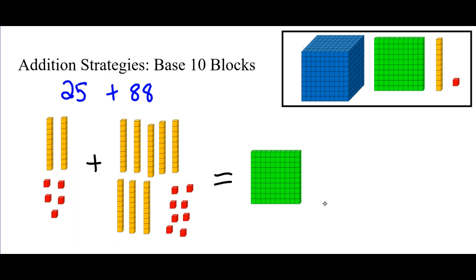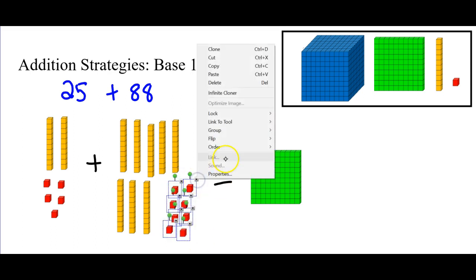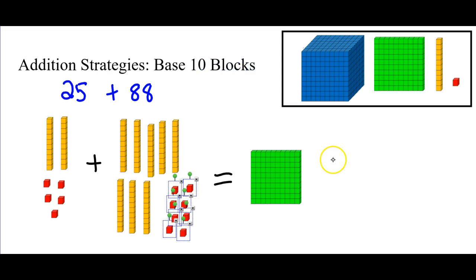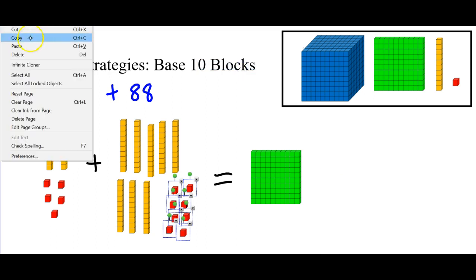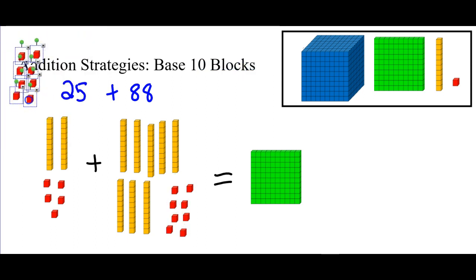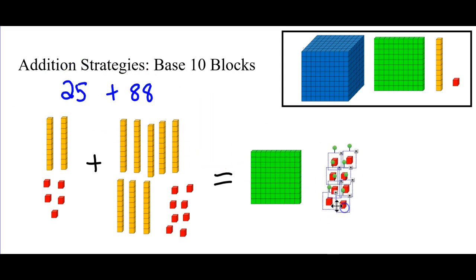Now, if I had 11 of these, say this was 98, I would have one yellow rod right here next to the green flat. And now when I add 8 of these red units plus 5 of these, let's do that. I have the advantage because I don't have to draw it. It's on the computer. I can just say copy and then paste it. Drag these over here. There's 8 and then 5 more.